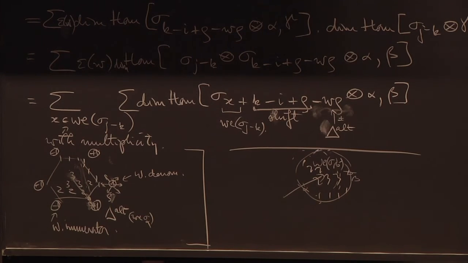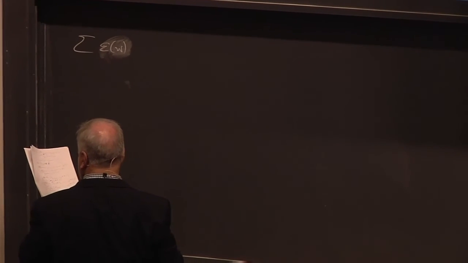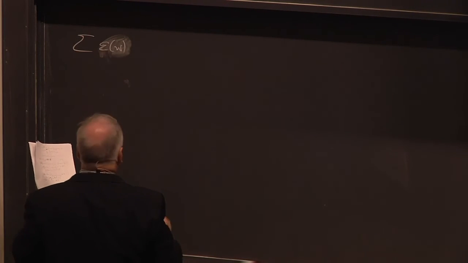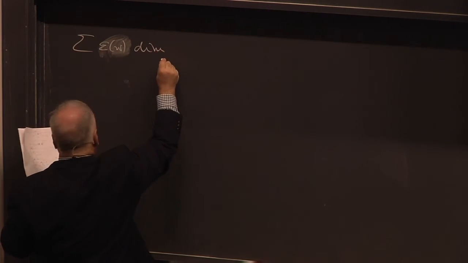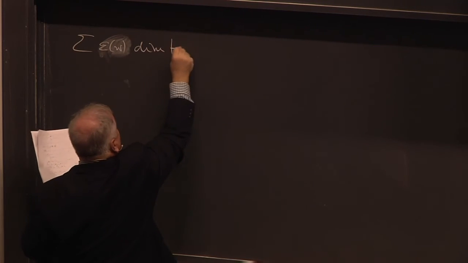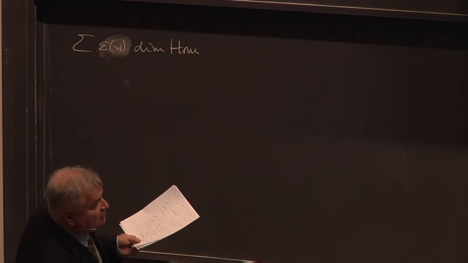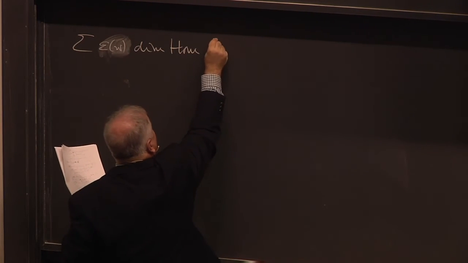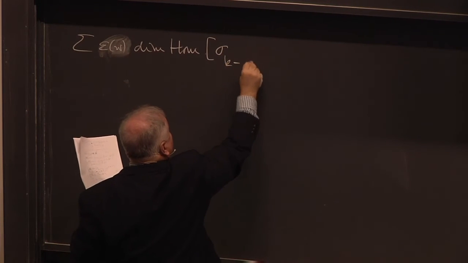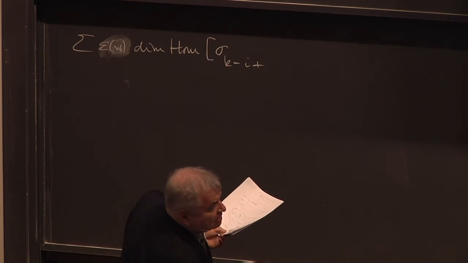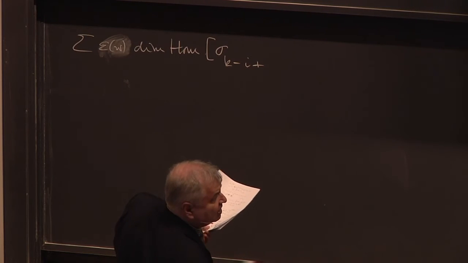So what we're going to get, we don't have the epsilon w anymore. That's part of the translation. So we will have actually an epsilon w because the result has a nice sum in it. And it will be the dimension of hom from, let's take the translation, which is k, sigma k minus I plus, what was it? K minus I plus rho.